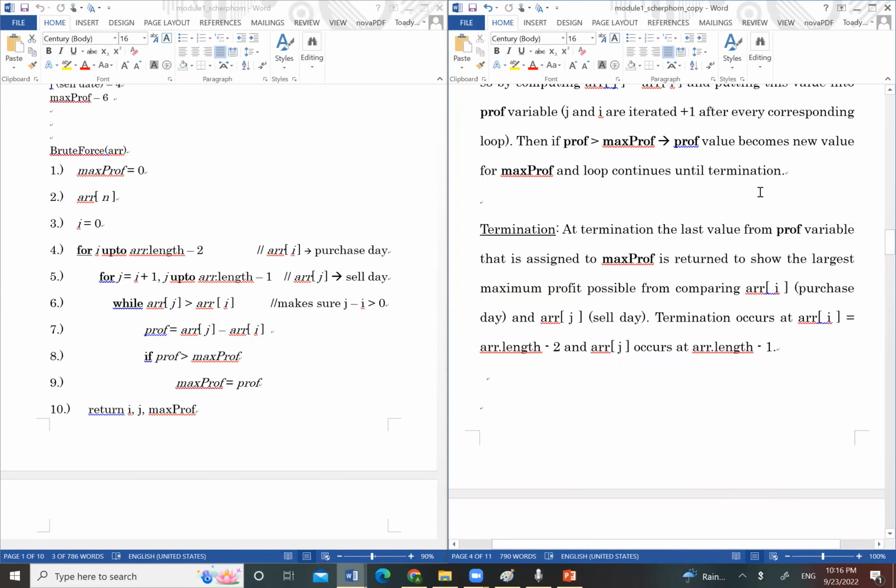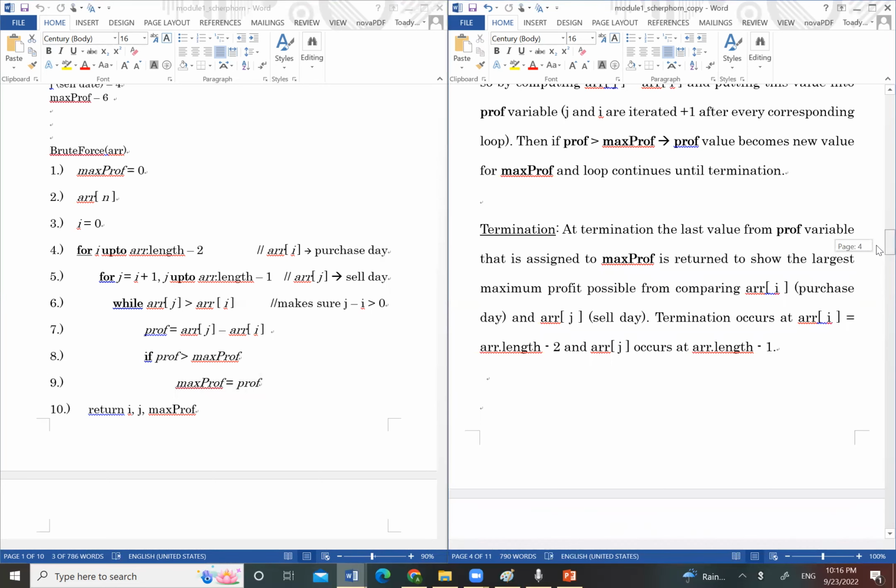So at termination, the last value of prof that was assigned to max prof will be returned after the comparison using the two loops. And termination will occur when i is at array length minus 2 and when j is at array length minus 1.